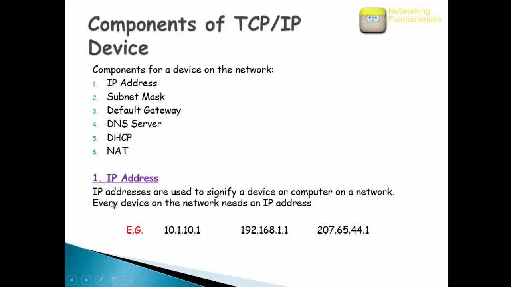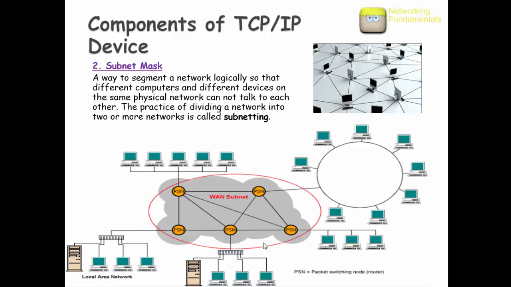The first one is your IP address. Your IP addresses are used to signify a device or a component on the network. Every device on the network needs an IP address. So here are 3 examples of IP addresses. Okay, that's the first point.